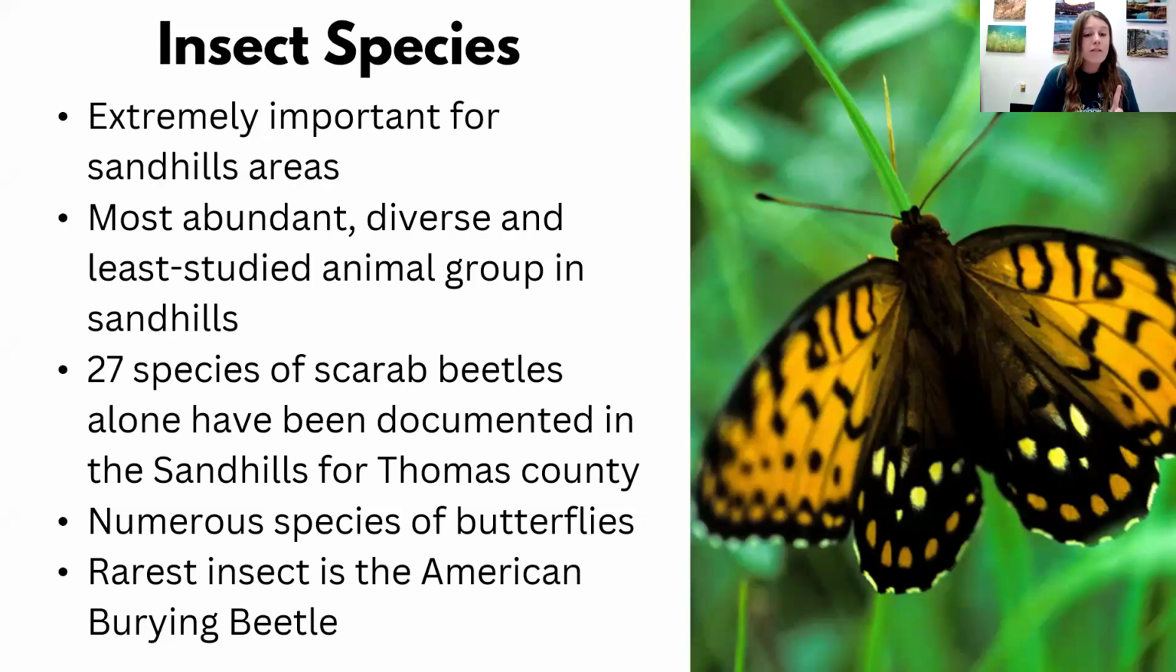One stat that I did find that was kind of interesting is that 27 species of scarab beetles alone have been documented in the sandhills, just in Thomas County. So if you know where Thomas County is, there's 27 species of just scarab beetles that have been documented there. If you're like, I don't know what a scarab beetle is, dung beetles are a great example. There's also numerous species of butterflies.